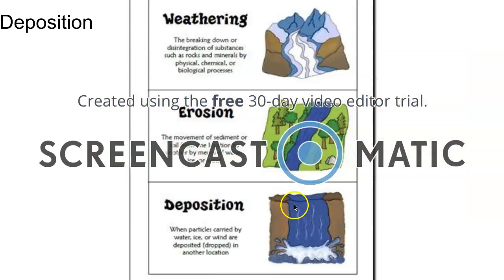So the final step we're going to be talking about is deposition. Deposition occurs when the agents, wind or water erosion, lay down sediment. I put this chart in here because it's easier to understand when you're looking at the steps. The first step is weathering, which is the process of actually breaking down the substance. Erosion next is the movement of the sediment from one location to another by the means of water, ice, or wind. And deposition is when that particle has landed in another location.